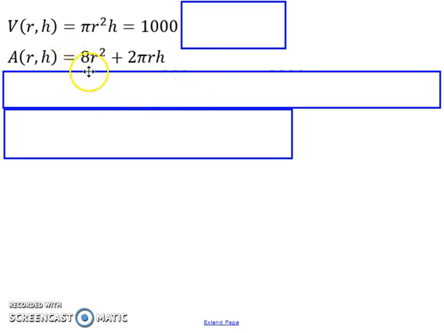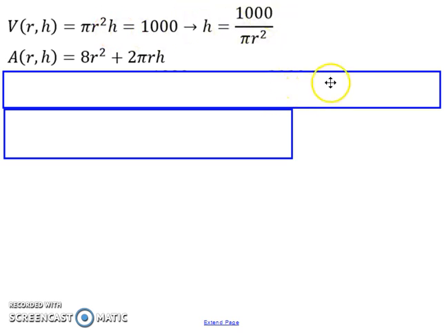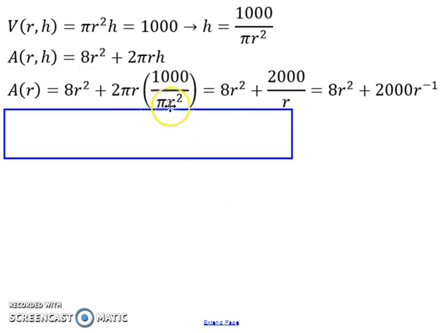Now, hopefully you'll recognize this is a problem. We do not like our functions in 2 variables. So we need to replace the h with something in terms of r. So we're going to go back to our volume equation. Again, this one's fixed. And so if I divide by pi r squared, that should tell me what h is equal to. Okay, and now we're going to plug this value of h into this variable right here, and that should get us, that's what we've done here.